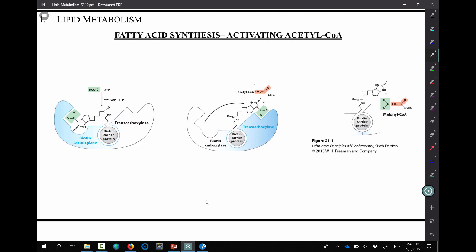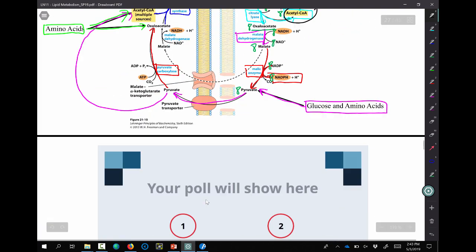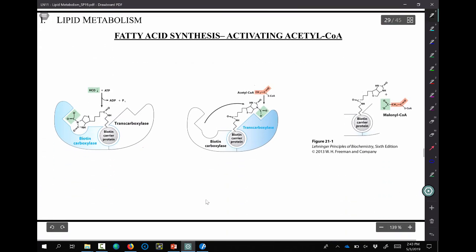Step 2, let's look here. Step 2 is this. We looked back here, we got now a bunch of acetyl-CoAs made out into the cytosol. We're in the cytosol, this is where this is going to occur. Acetyl-CoA now is going to be combined with bicarbonate to make malonyl-CoA.